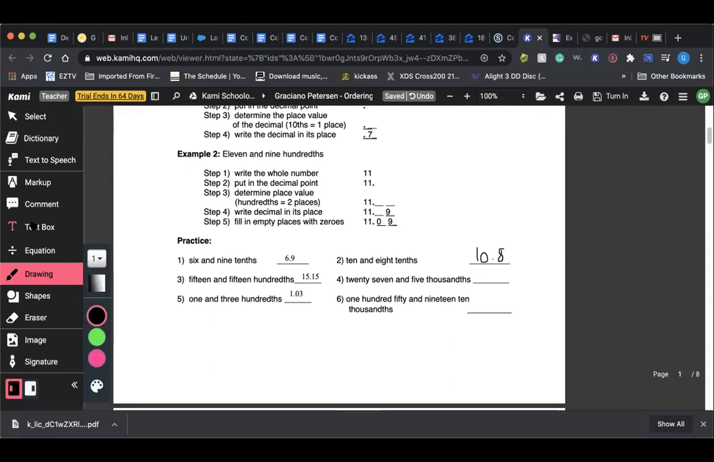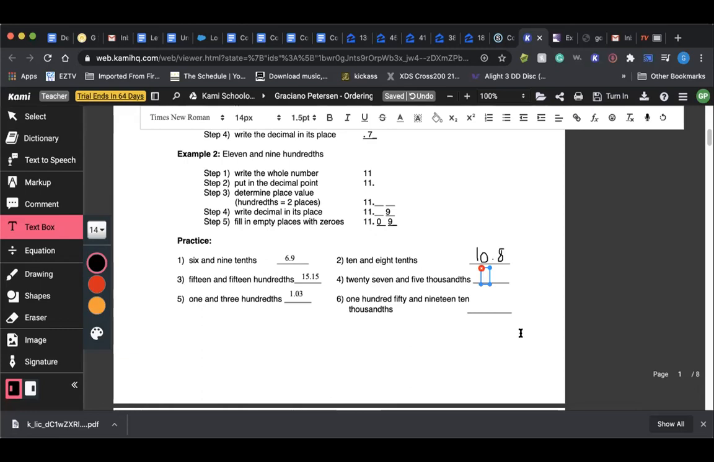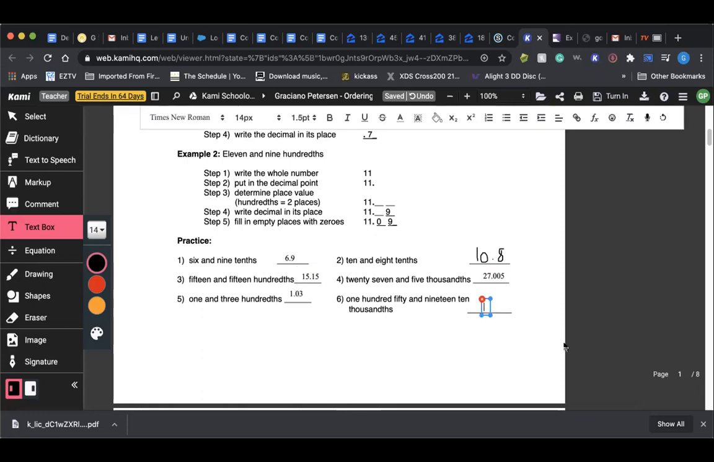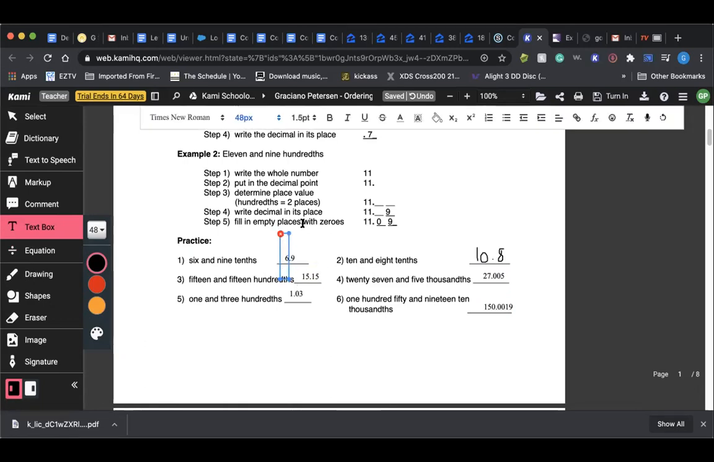What's that? 10.8? Yep, 10.8, right? And this one is 27 and 5 thousandths, 0.005. The only thing that doesn't work is pressing enter. You should not press enter when you're done because it doesn't go to the next line. 150.0019. And you can always make your text boxes bigger too if that is too small. They have much bigger text boxes as well.